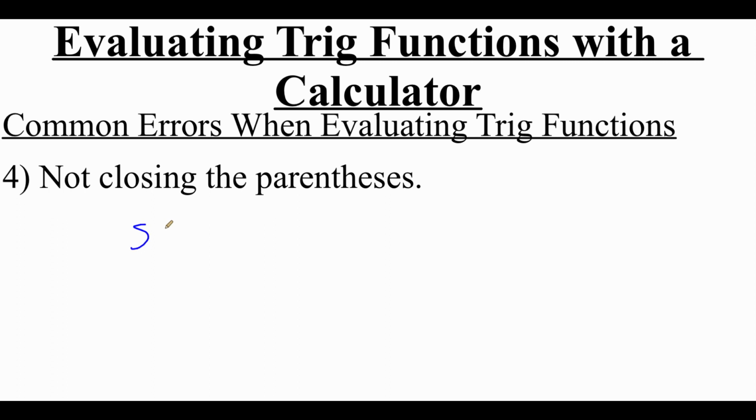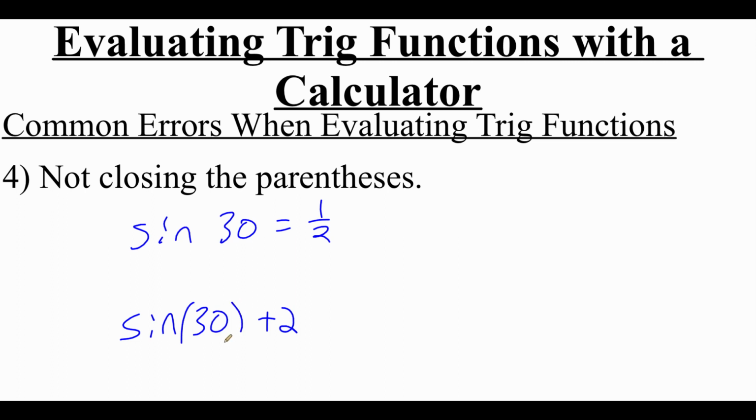So we know that the sine of a 30-degree angle is 1/2. But if I wanted to look at the sine of 30 degrees plus 2, parentheses are going to be important because we need to decide, are we supposed to add that 2 to the 30 first and then evaluate the sine, or am I supposed to do the sine of 30 and then add 2 to that answer? So what I want to actually look at doing is I want to do the sine of 30 and then add 2 to that answer.